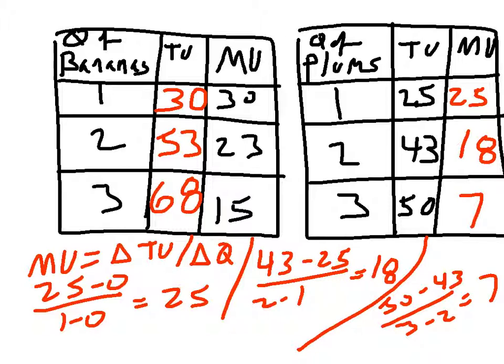Okay? And the last question was, with respect to the above tables, what happens to marginal utility as consumption increases? Well, according to the law of diminishing marginal utility, as consumption increases, marginal utility will decline. All right, so the answer would be it declines or decreases.